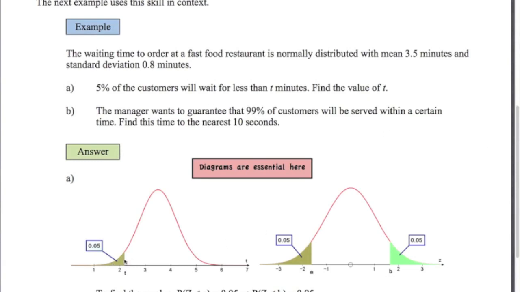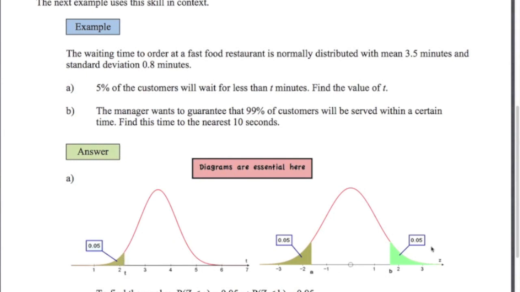Draw a diagram, it's really important. So 5% of the customers will wait less than t minutes. So clearly t is down here on the low side. 5% of customers wait less than that amount of time. So they're being served really quickly. Remember the average is 3.5. And I want to find what that value of t is. So it looks like it's going to be just over 2 minutes.